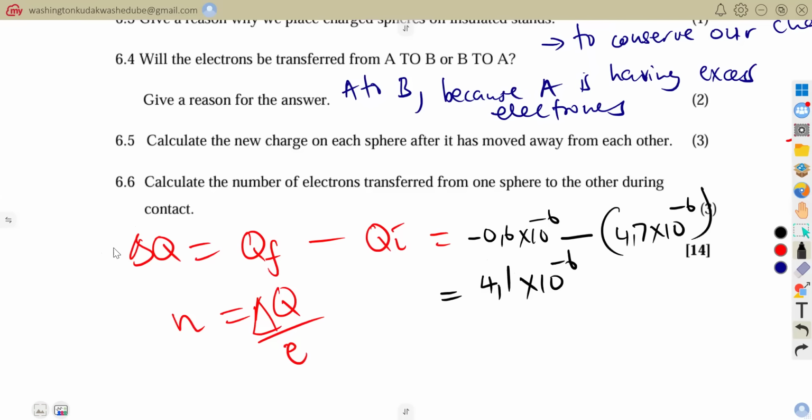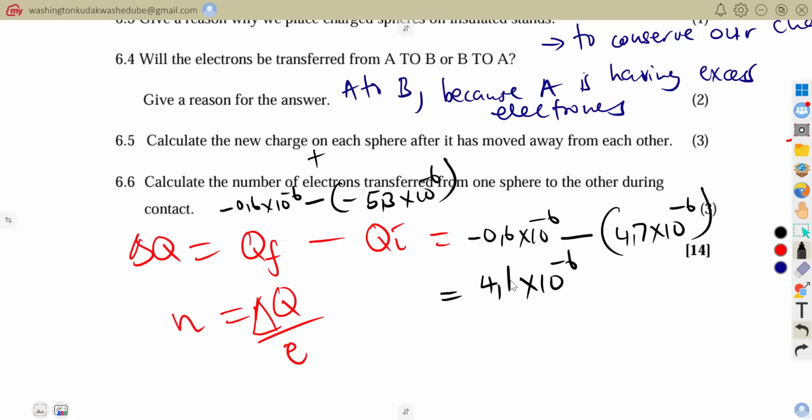Even if you had taken negative 0.6 times 10 power negative 6 minus negative 5.3 times 10 power negative 6, you are going to get the same answer, because here you'll be having a positive. So 5.3 minus 0.6 will give you 4.1. That is simply what you are going to get there. So if I actually say 5.3 minus 0.6, I'm going to get what?